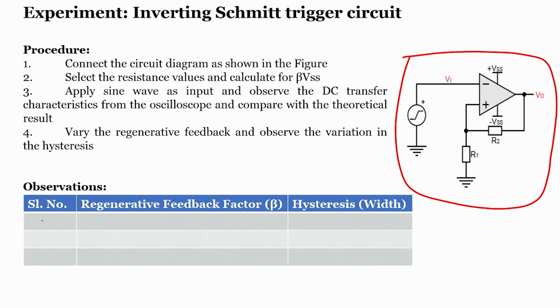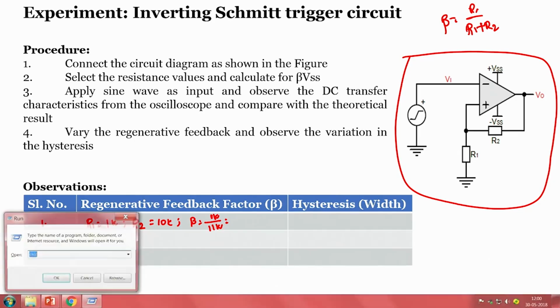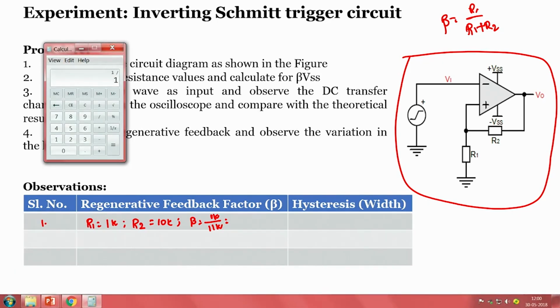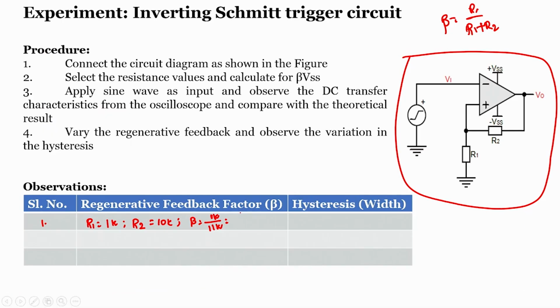So, for that, let us consider different resistance values. First, I will consider R1 as 1 kilo and R2 as 10 kilo. As we know, the relation between R1 and R2 is beta equal to R1 by R1 plus R2. So it is nothing but 1k divided by 11k. Now, what is the value of 1k divided by 11k? The k cancels, so beta is nothing but 0.09. That is our beta value.